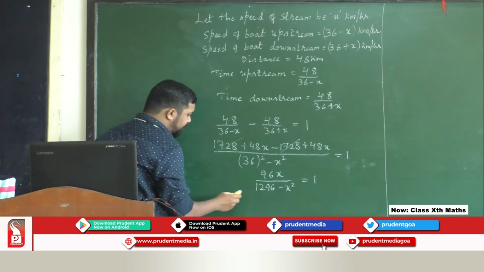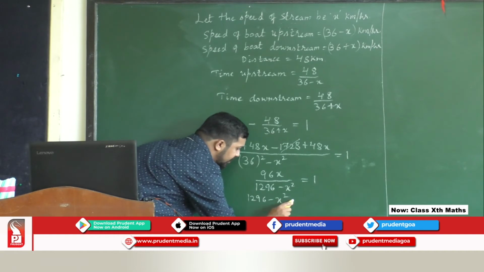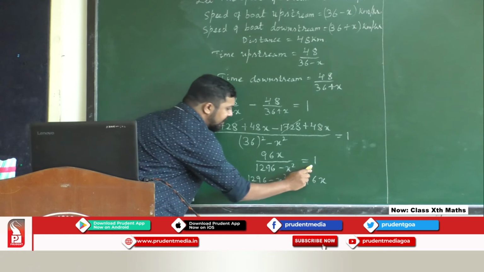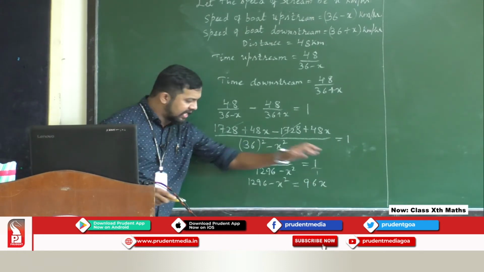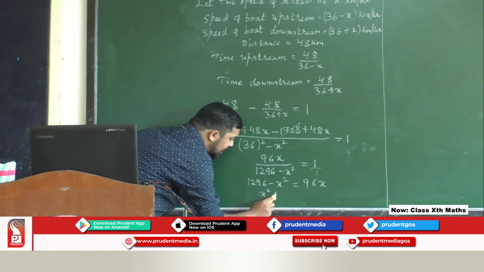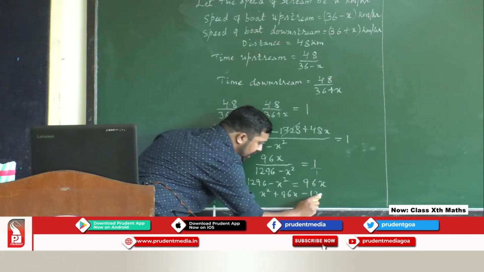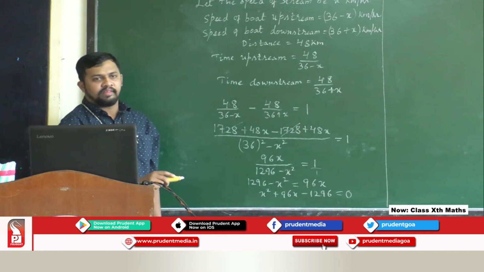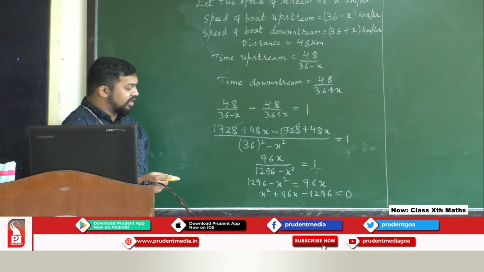Cross multiply now. So 1296 minus x square equal to 96x. When nothing is there, it is always 1 upon 1. Now take all these terms on this side. So it will become x square plus 96x, and this term will become minus 1296 equal to 0. So I got my quadratic equation: x square plus 96x minus 1296 equal to 0.